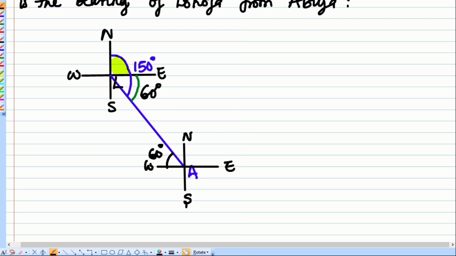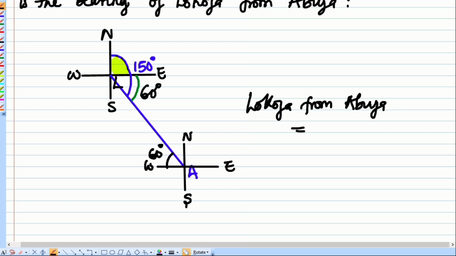The reason for that is alternate angles are equal. So you need to know that alternate angles are always equal. So use that to also get your answer. So remember, we're looking for the bearing of Lokoja from Abuja. So the bearing of Lokoja from Abuja, that's what we're looking for.